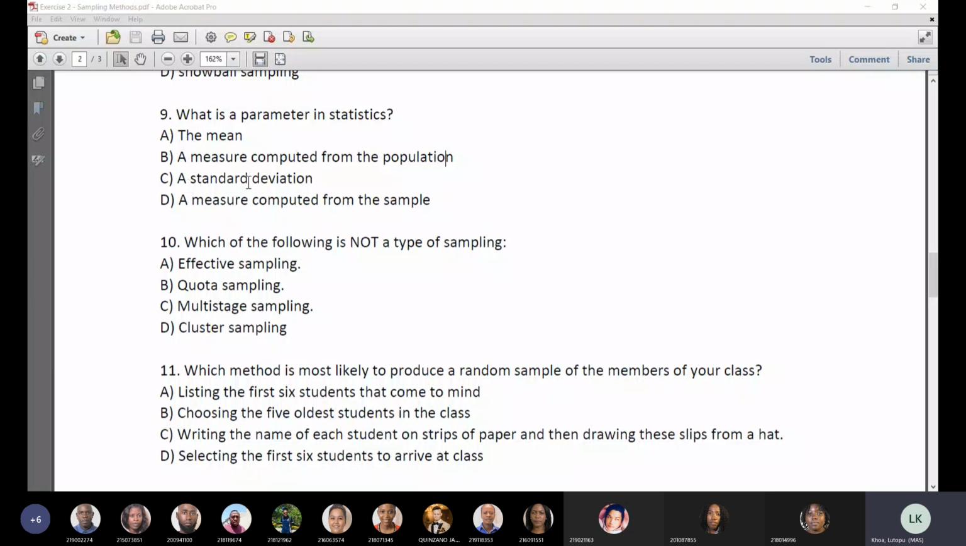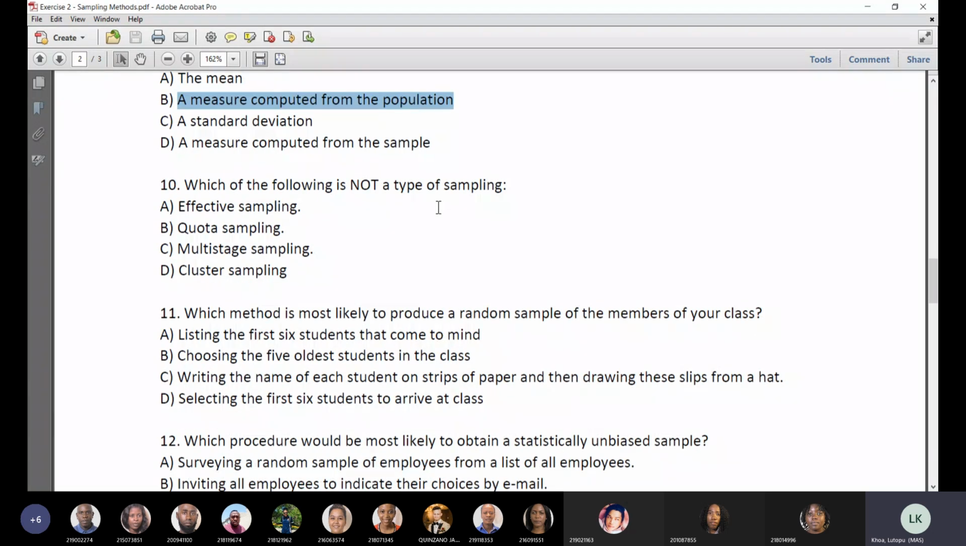Okay, so is it a standard deviation, a measure computed from the sample? So here, mean is not the correct answer. A mean can be a parameter, yes, but you must always choose the most correct answer. A standard deviation may be a parameter, yes, but always choose the most correct one. So the most appropriate answer here is that it is a measure computed from the population. So P for parameter, P for population.